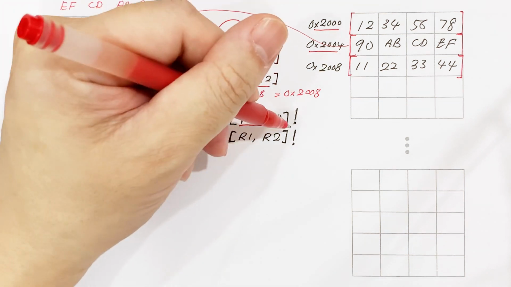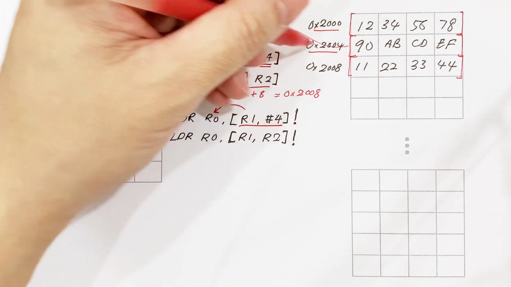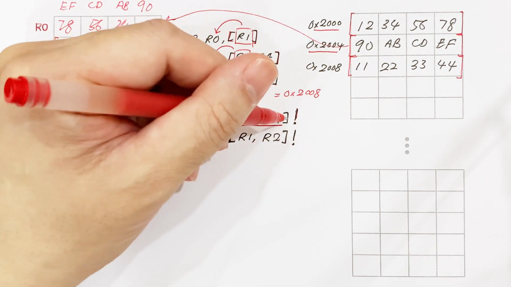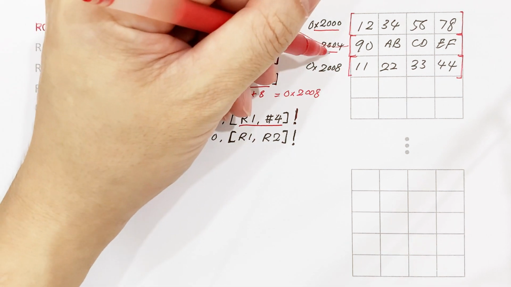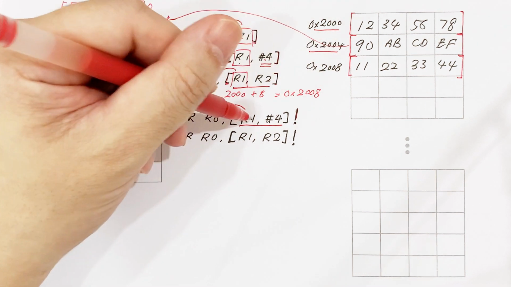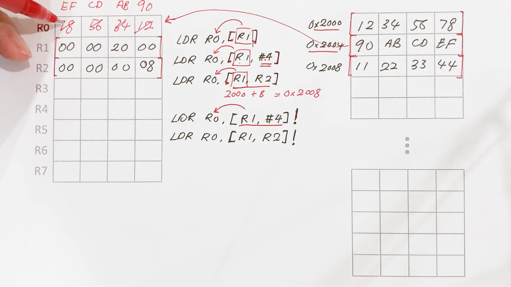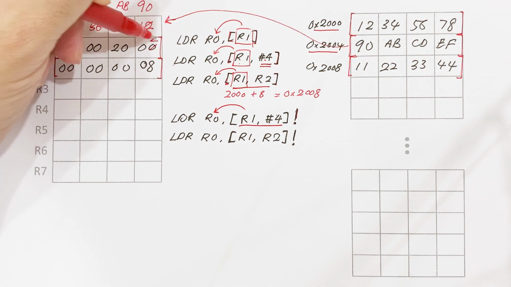The difference with preindex is that after our operation, we have to modify the value of register 1 with the address that we found just now. So after the operation that moves the value into register 0, register 1 will become 2004.